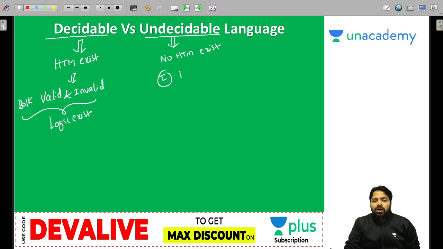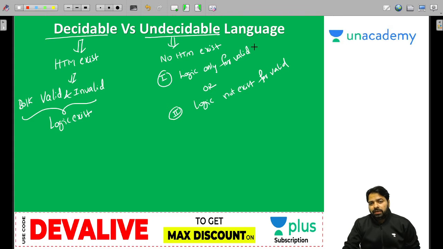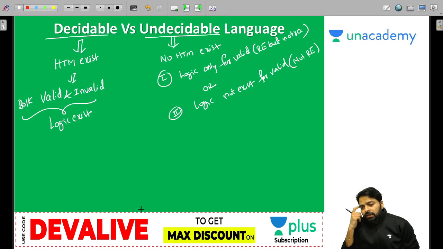Case 1: logic might exist only for valid, or logic does not exist for valid. For invalid, in the second case, invalid may or may not have logic. In the first case, invalid has no logic. Logic does not exist for valid. Logic only exists for valid, that is RE but not recursive. You know it; this is for RE but not recursive. We have seen this, I am revising it. This is the not RE problem.